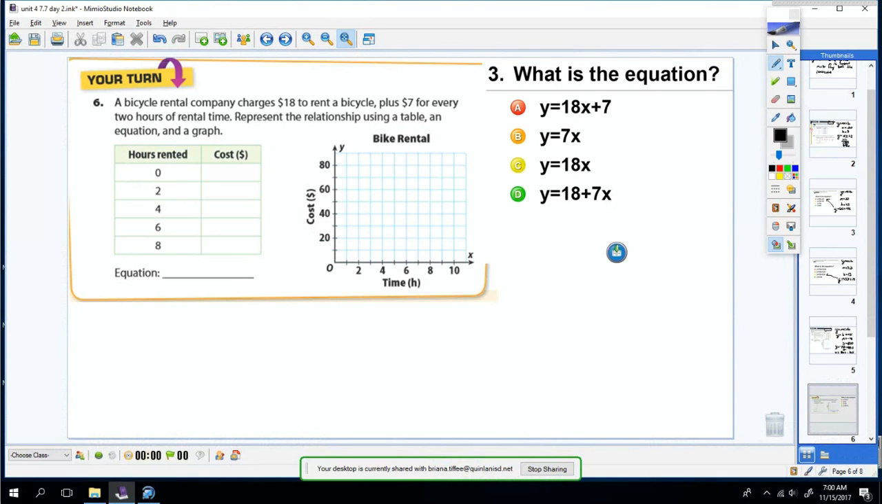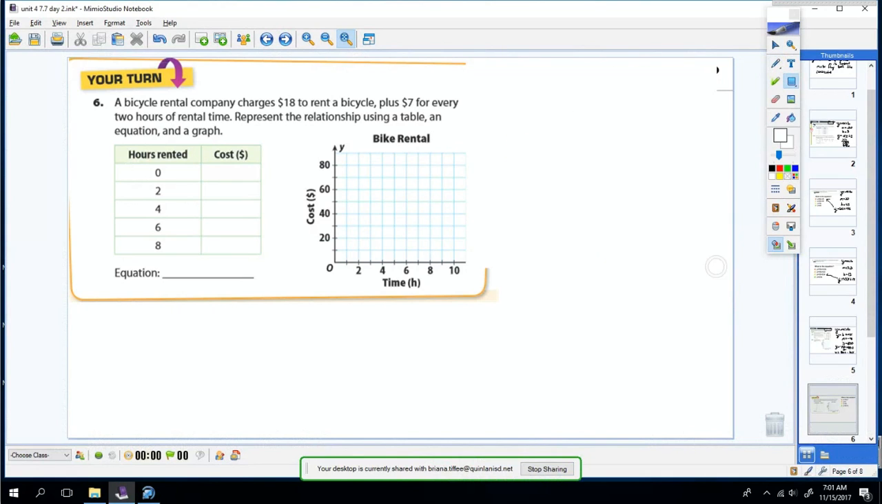A bicycle rental company charges $18 to rent a bike, plus $7 for every 2 hours of rental time. So, I can actually tell you right here. We're going to take this away. So, we have to use a format: y is equal to mx plus b.